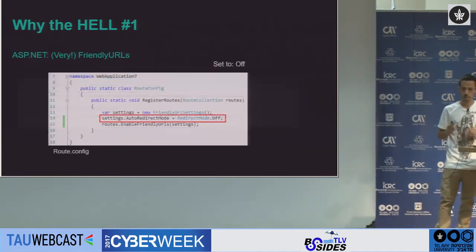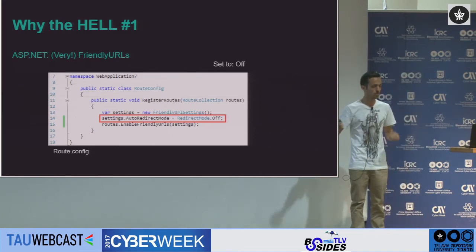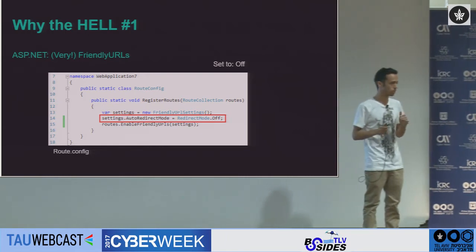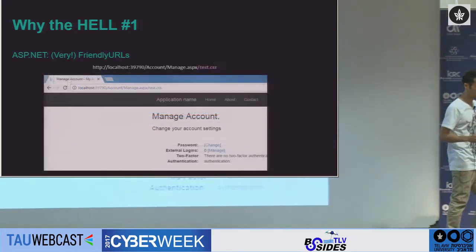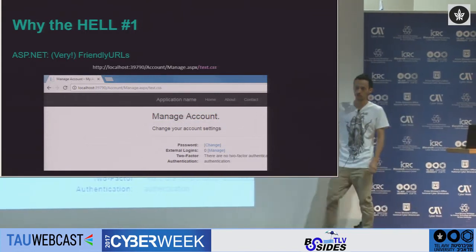So what happens if we take this feature and set it to off? I've seen many ASP.NET applications that don't use this feature. They turn it off. So if we try to access the same URL again, you can see that we receive the content of the manage page.